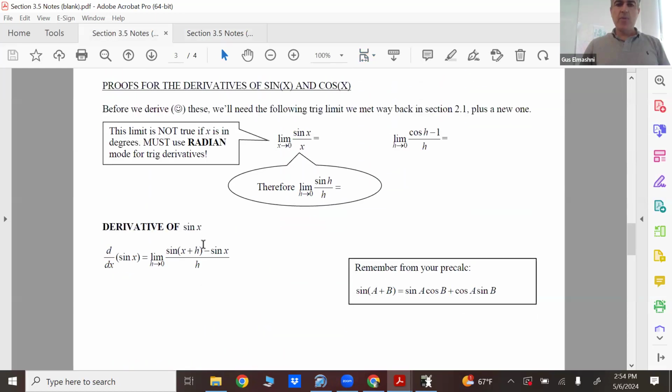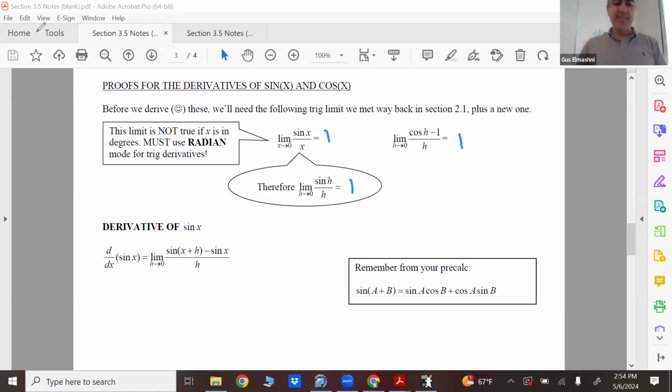Let's talk about the formal proof of the derivative of sine x and cos x. Now, you might remember when we did this limit here, that limit was 1. So it means that this would also be 1. And this one here, I think it's 1 also.